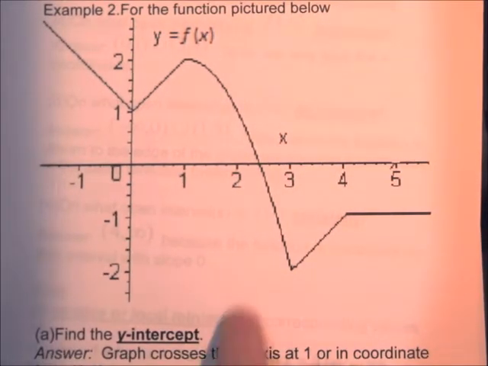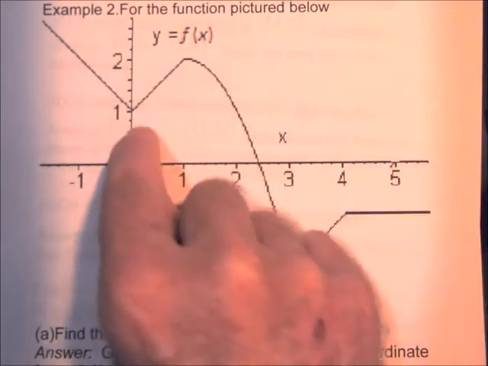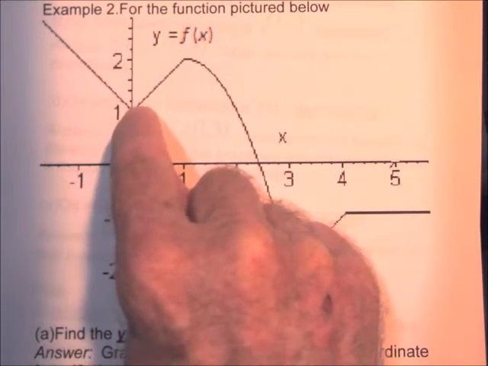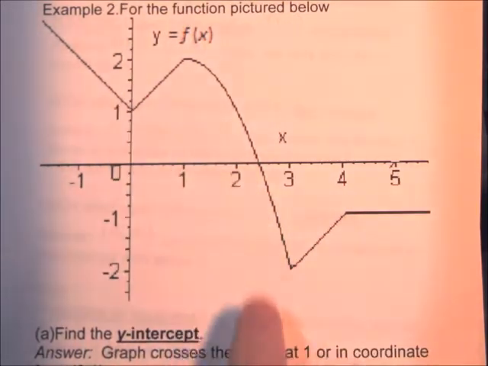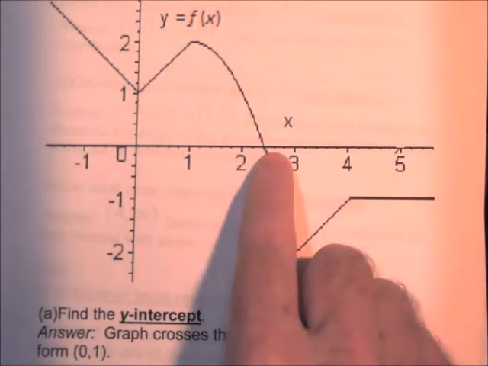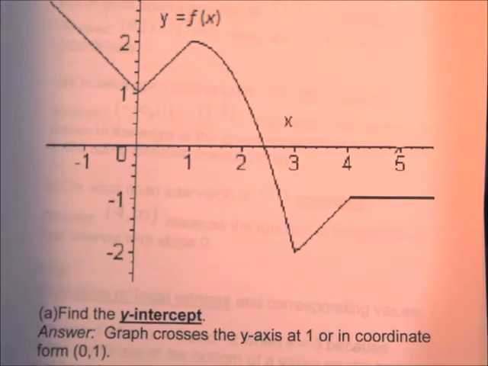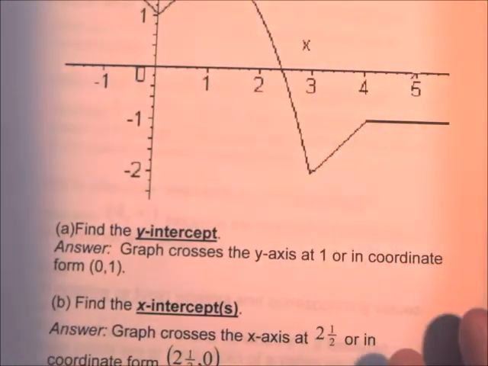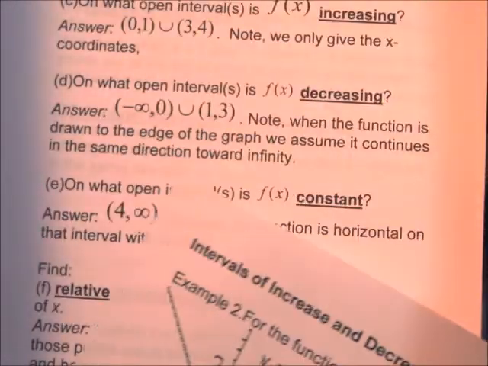First of all, the y-intercept is 1, or 0, 1. That's where the graph crosses the y-axis. You could say it's 1, or in coordinate form it's 0, 1. The x-intercept is 2.5, or in coordinate form 2.5, 0. That's the x-intercept.